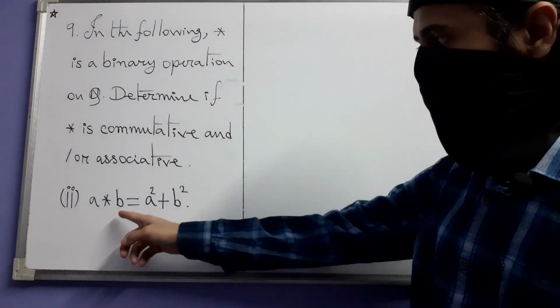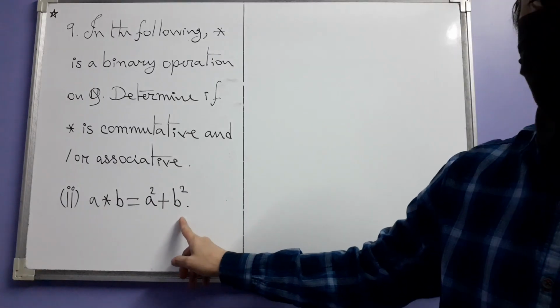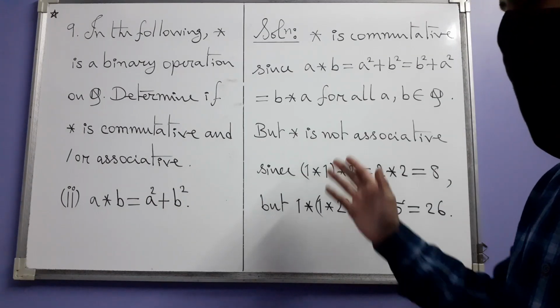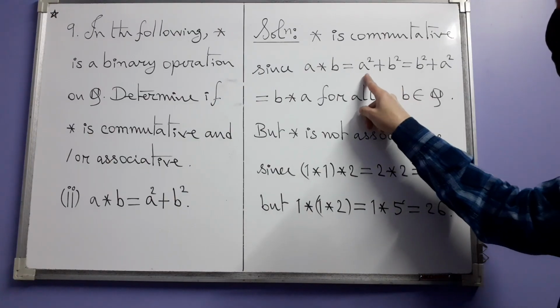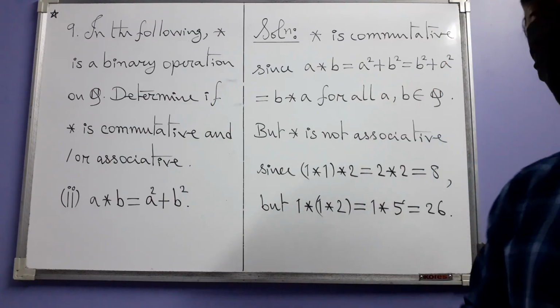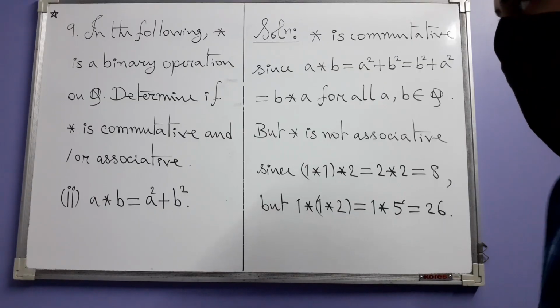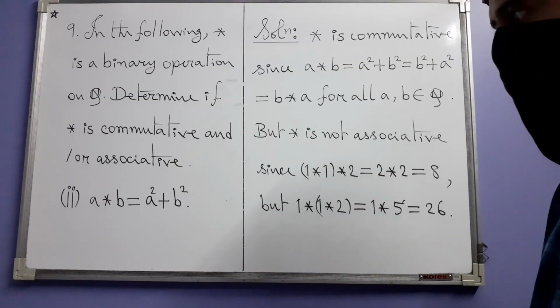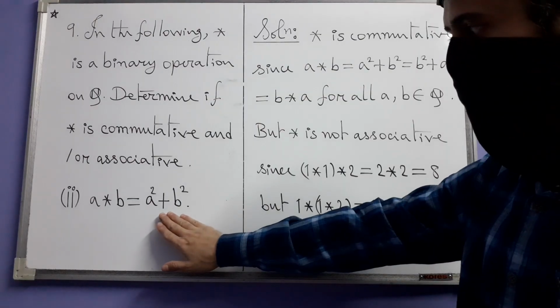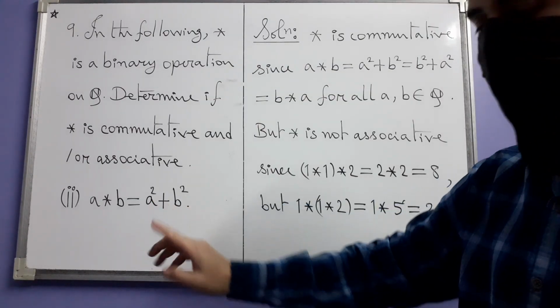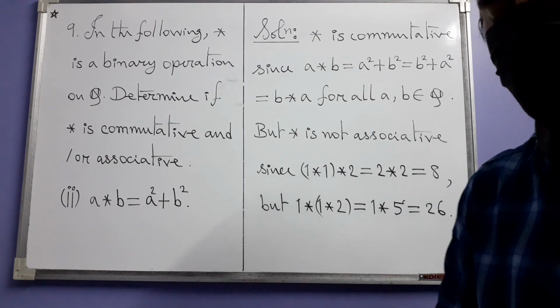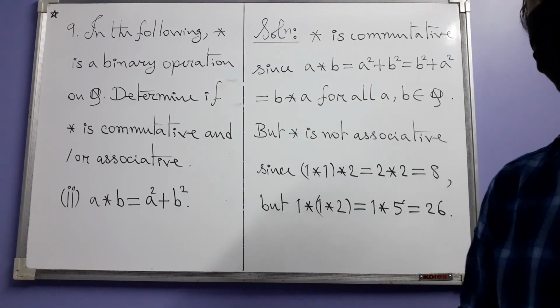Number 2, here a star b is a squared plus b squared. This star is obviously commutative. For any two rational numbers a and b, a squared plus b squared equals b squared plus a squared. That's why. But it's not associative. At first glance, it seems like it should be associative because you have plus. But don't forget that this is not ordinary addition. You have squares also. And it turns out to not be associative.